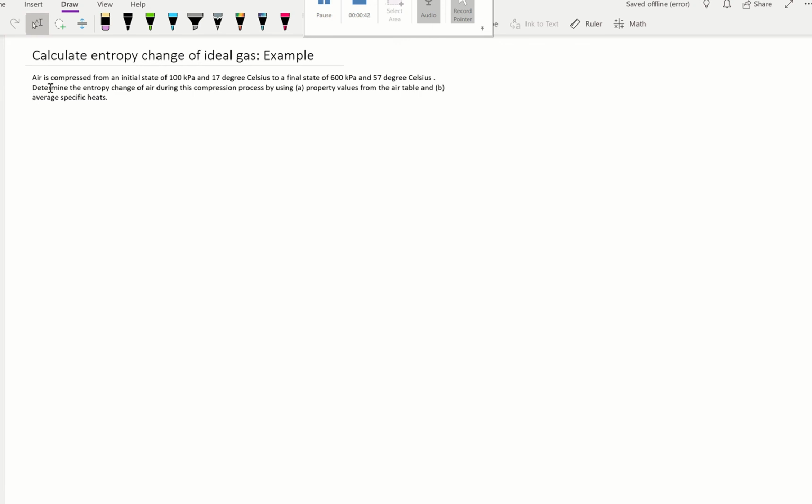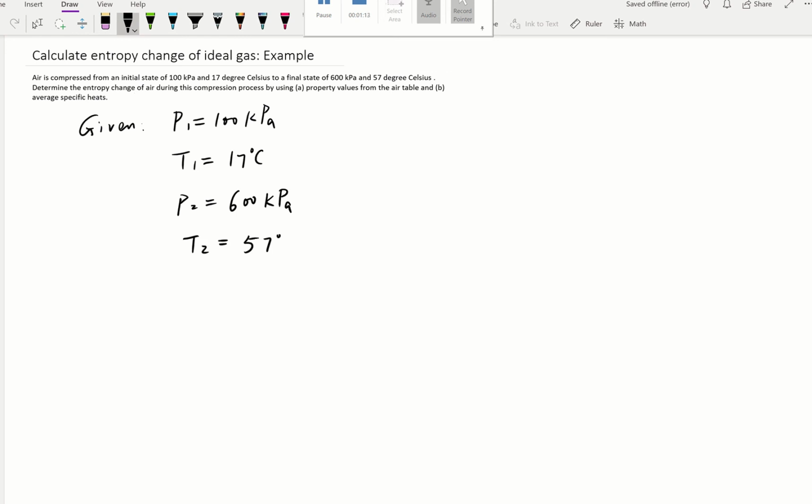Okay, so air. Well, that gives us a clue that it's an ideal gas. It's compressed from an initial state, given here. Our initial state P1 is 100 kilopascal, and the temperature T1 is 17 degrees Celsius, and the final state P2 is 600 kilopascal, and the temperature T2 is 57 degrees Celsius. And we need to find the entropy change delta S.